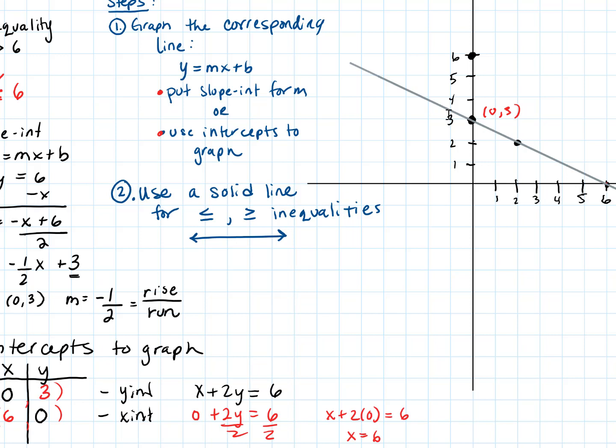The other option, if it is a strict inequality, a strictly less than or strictly greater than, you are going to use a dashed line for what we call the strict inequalities, a less than or greater than inequality.